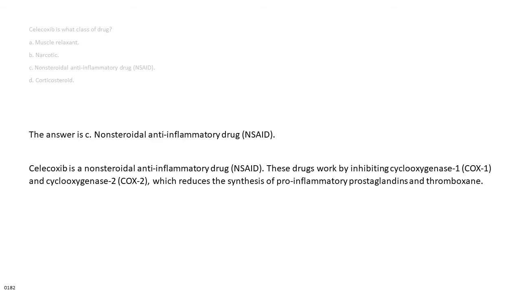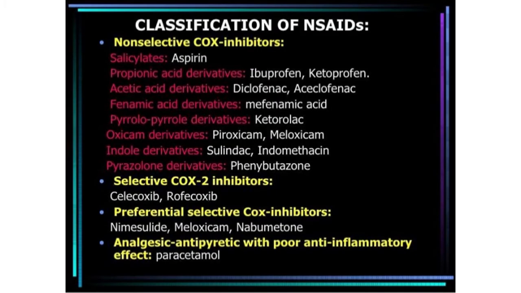The answer is C. Non-steroidal anti-inflammatory drug, NSAID. Celecoxib is a non-steroidal anti-inflammatory drug. These drugs work by inhibiting cyclooxygenase 1, COX-1, and cyclooxygenase 2, COX-2, which reduces the synthesis of pro-inflammatory prostaglandins and thromboxane.